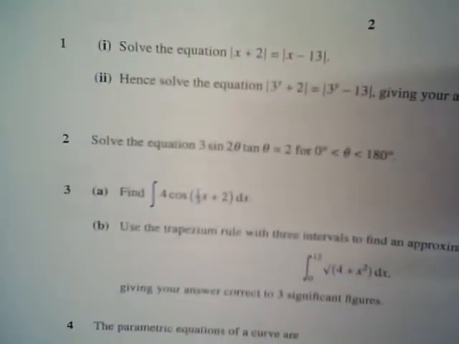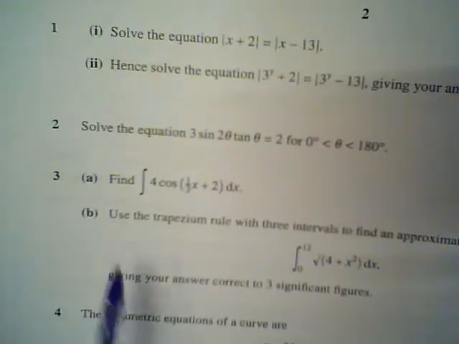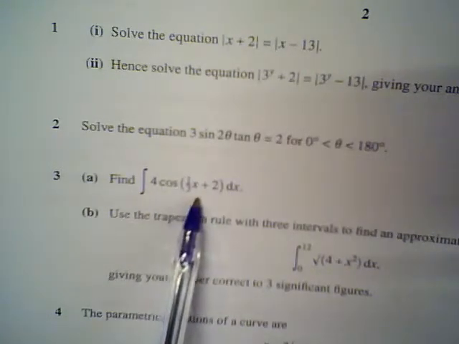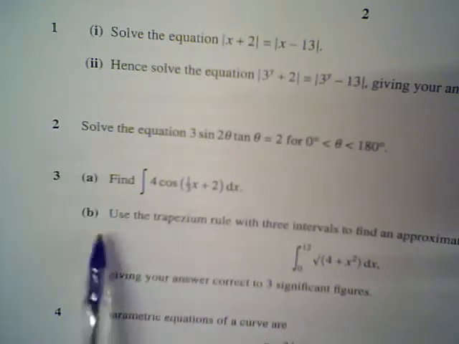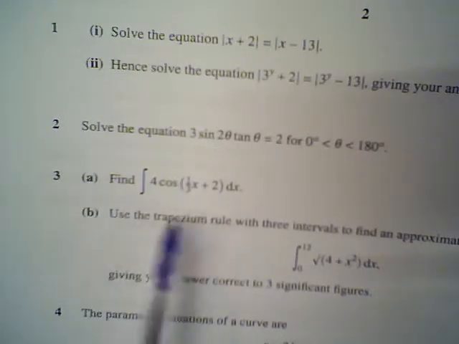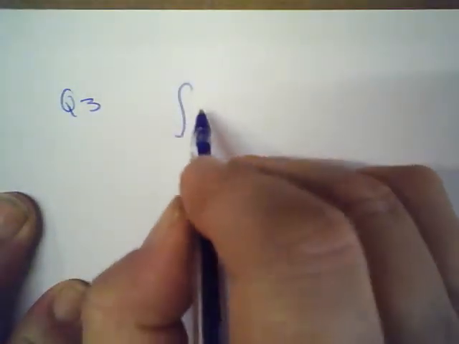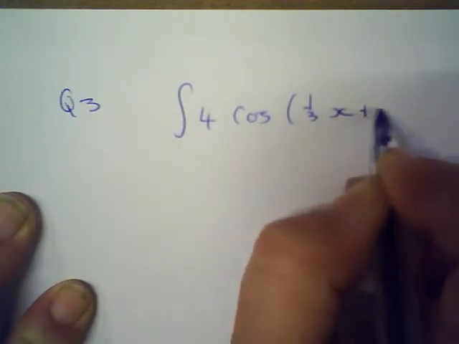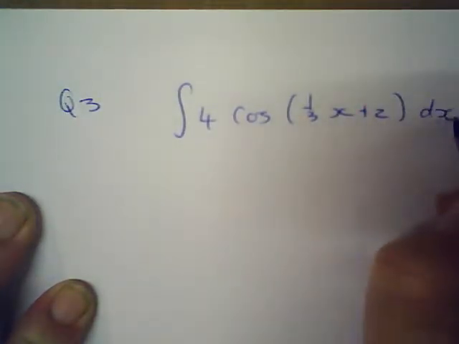Okay, there we go. Let's read the question together. Question 3 asks us to find the integral of 4 cosine (1/3 x + 2), and the B part is to use the trapezium rule. So let's focus on the A part first. Let me copy it here on my workspace. The integral of 4 cosine (1/3 x + 2) dx.